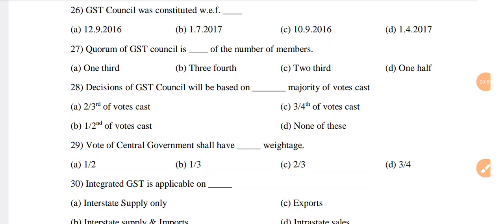Next question. Quorum of GST Council is dash of the number of members. Option A 1/3, B 3/4, C 2/3, and D 1/2. The correct option is D 1/2.